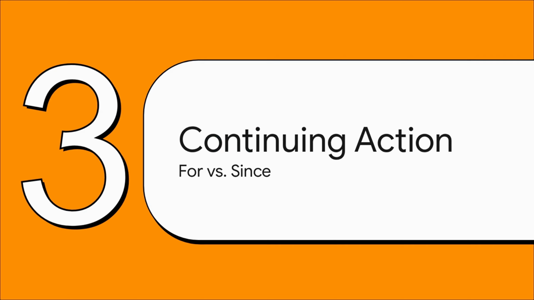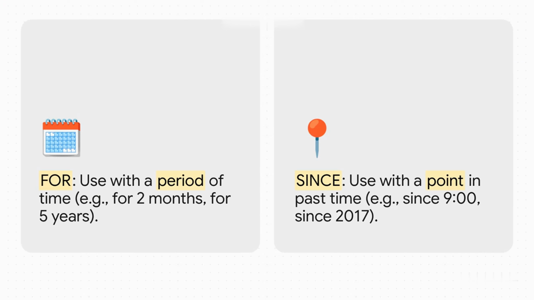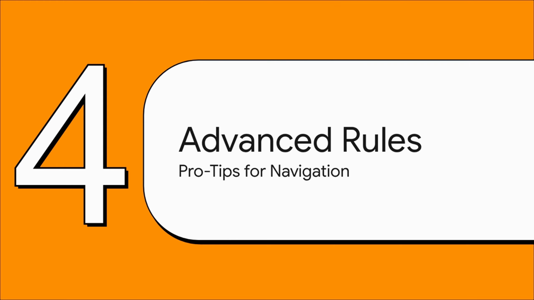Because when we talk about these, two tiny little words become absolutely essential: for and since. And the rule here is wonderfully simple. You use for when you're talking about a period, a duration of time, like for 2 months or for 5 years. And you use since when you are talking about the specific starting point in time, since 9 o'clock or since 2017. Basically, for answers how long, and since answers starting when. Easy as that.